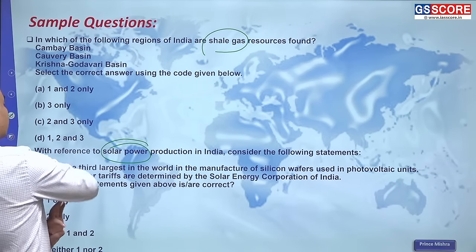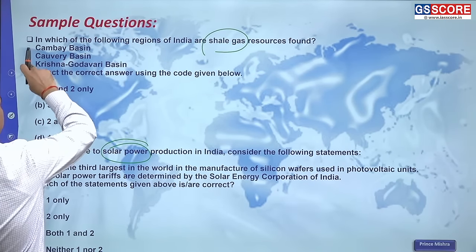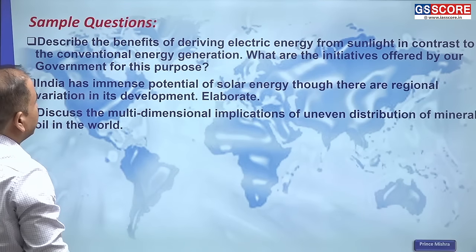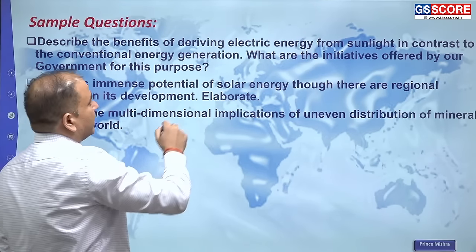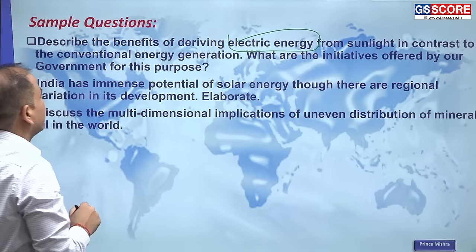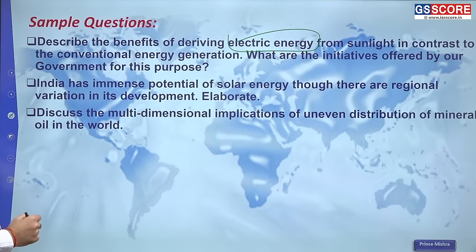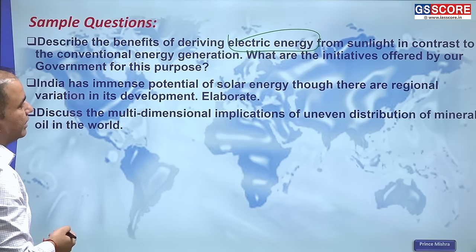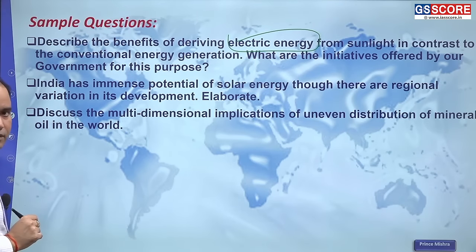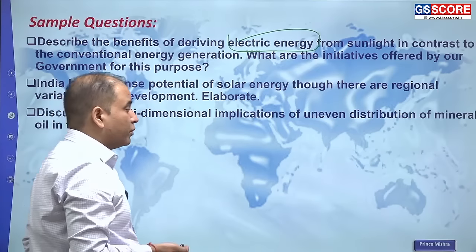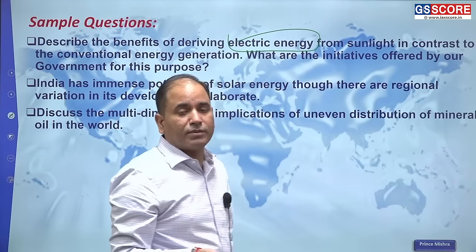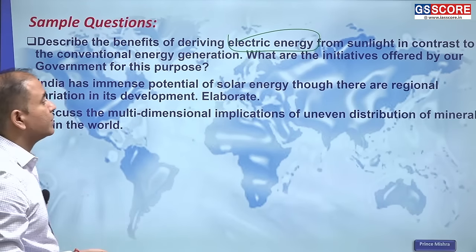Which of the statements given above are correct? Then you will have questions like: describe the benefits of deriving electric energy from sunlight in contrast to conventional energy generation. So what are the benefits that we are going to get? What are the initiatives offered by our government for this purpose? So what programs has the government launched? What is this National Solar Mission? What are the different objectives of this National Solar Mission?